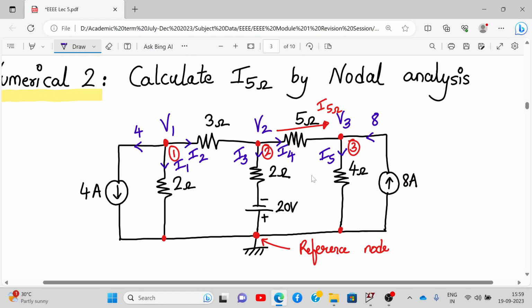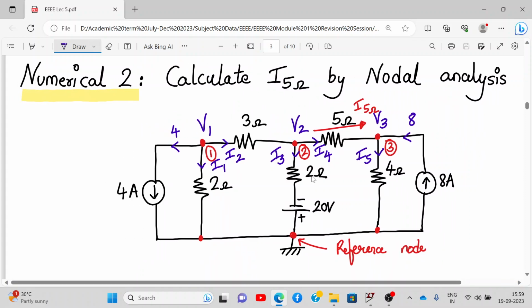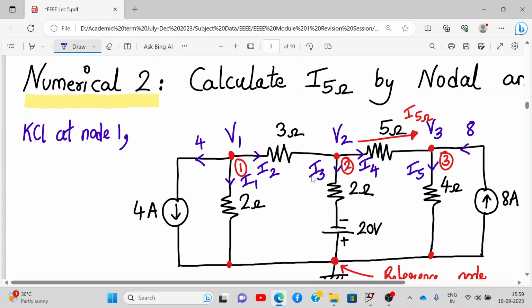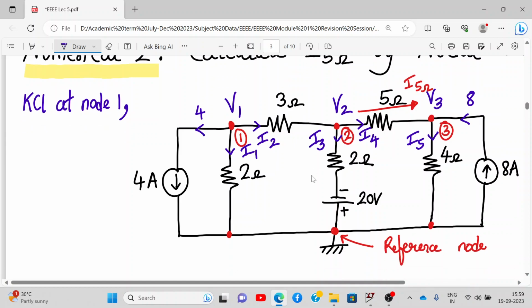Alright, now we have to patiently apply the KCL at node number 1, node 2 and node 3, get the equations and then get the answer directly. So let's start applying. I'll write over here KCL at node number 1. Let me please concentrate on this diagram. Which are the incoming currents? None of the currents are incoming, all are outgoing. So we have 4 plus I1 plus I2 is equal to 0.